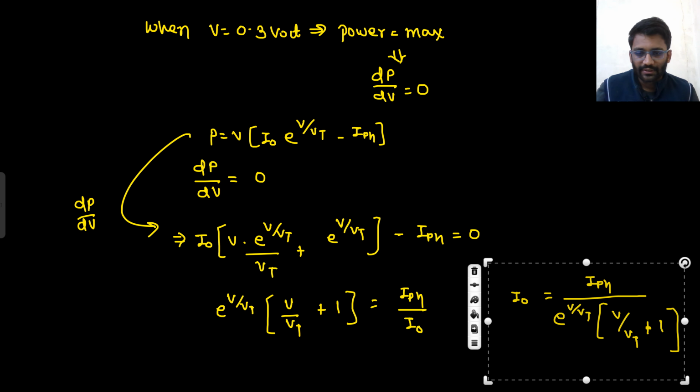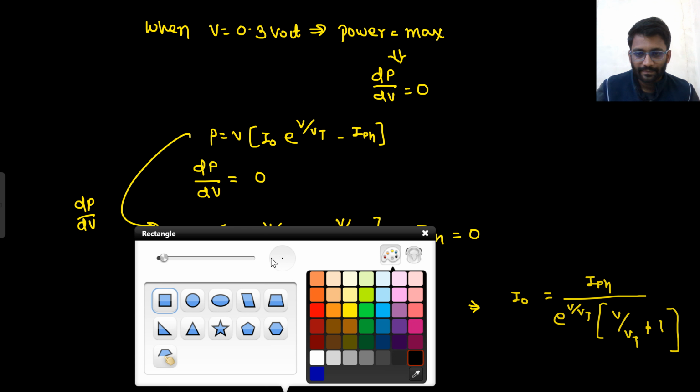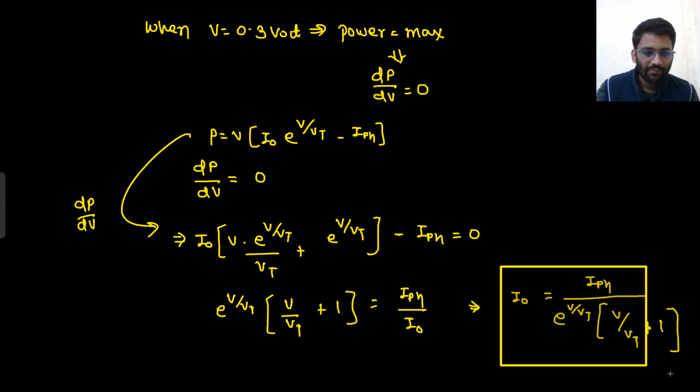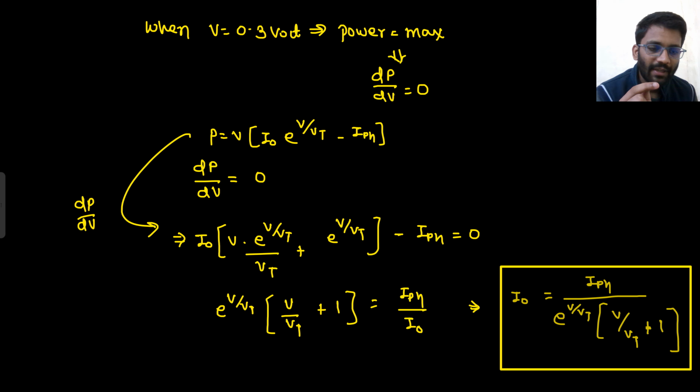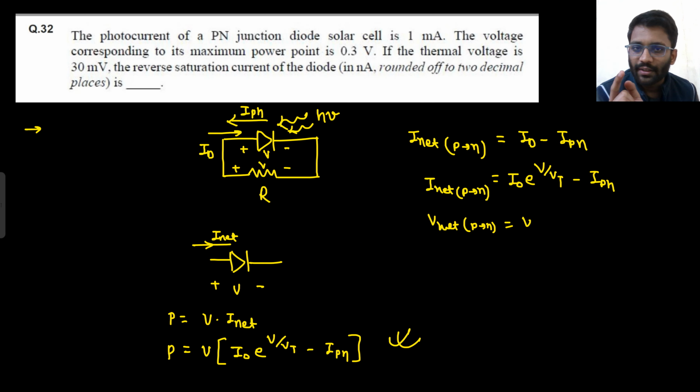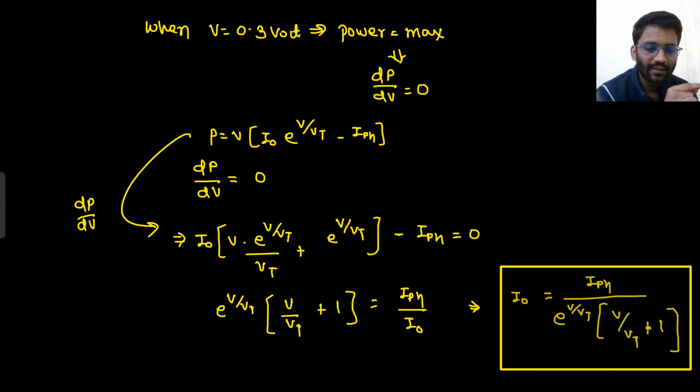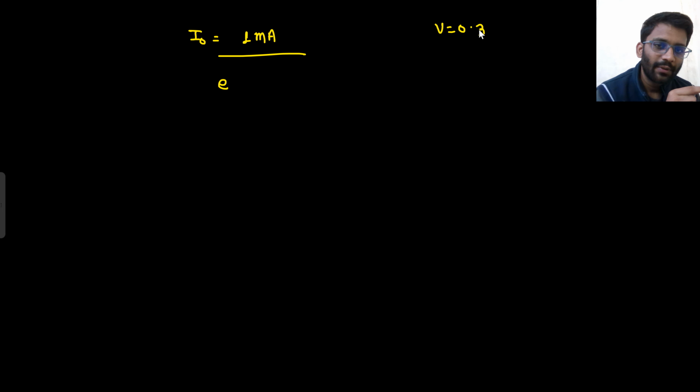Now we just need to put the values. The values I can put now. IPH value is given. So reverse saturation current would be IPH value, that is given 1 milliampere, divided by e to the power V by Vt. So what is V? V value is given as 0.3 volt and Vt value is 30 millivolt, and 30 millivolt is 0.03 volt.